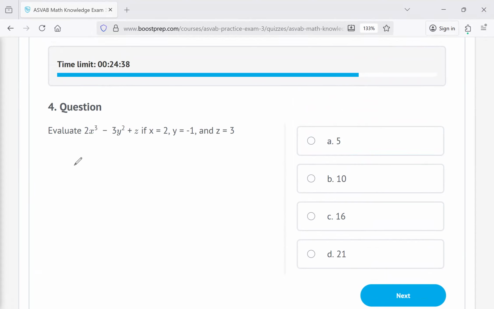Okay. What about this one? Evaluate 2x cubed minus 3y squared plus z if x equals 2, y equals -1, and z equals 3. So you just have to plug it in and then do your order of operations, pandas. So it's 2, and then x is 2 cubed minus 3, and then y is -1 squared plus z, which is 3. Okay, you're probably thinking, what do I do first?